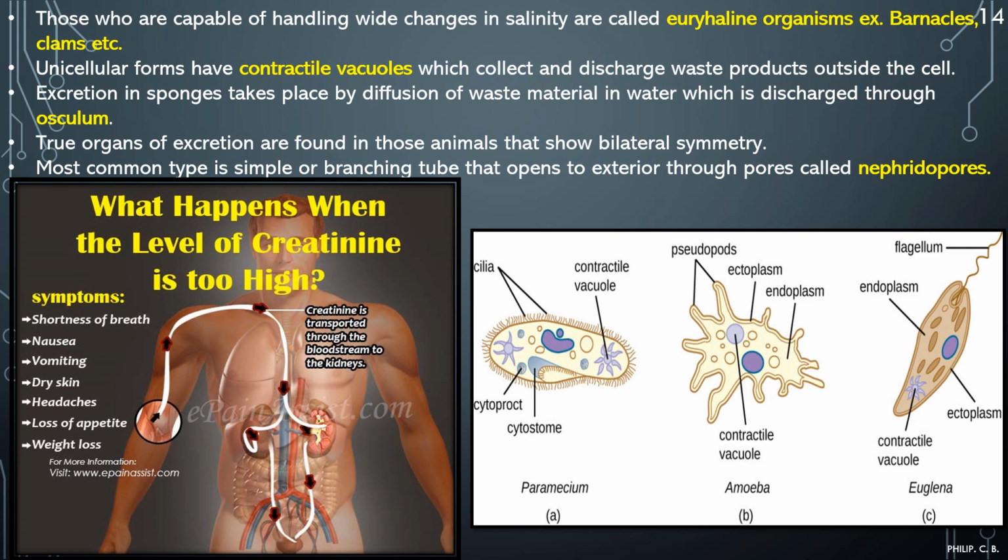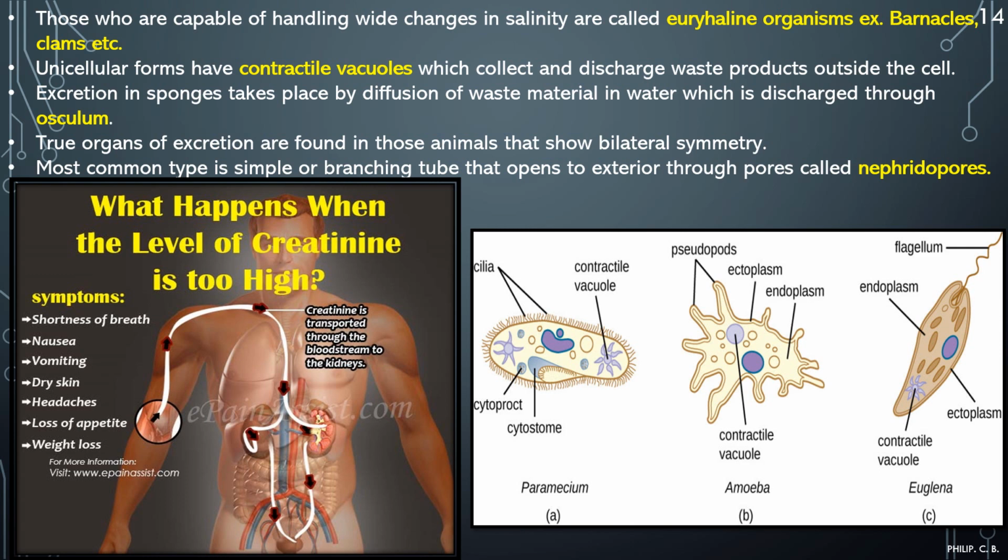True organs of excretion are found in those animals that show bilateral symmetry. As we learned in the chapter Kingdom Animalia, higher animals, organisms from Annelida onwards, all have bilateral symmetry. So their organs are well developed and are true organs for excretion. The most common type is a simple or branching tube that opens to the exterior through pores called nephridiopores, as I told, in the case of annelids, earthworm, etc., which we will be seeing again in the later part of the video.